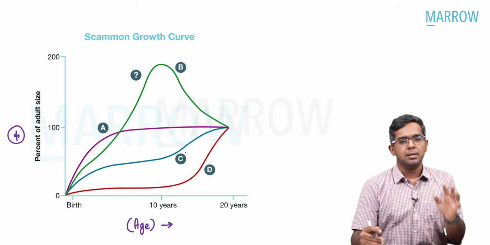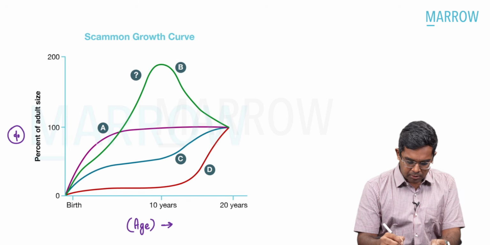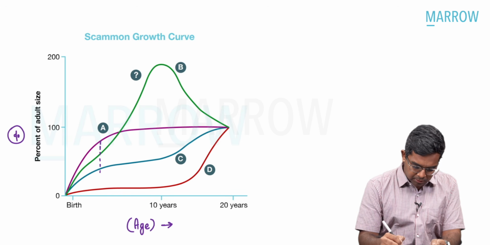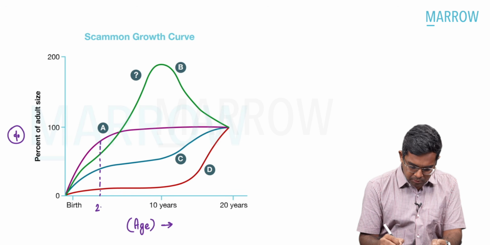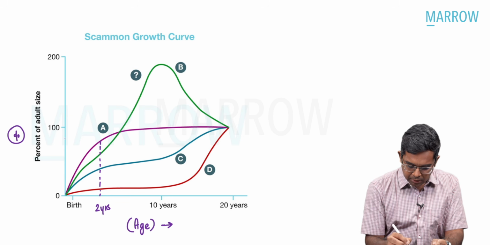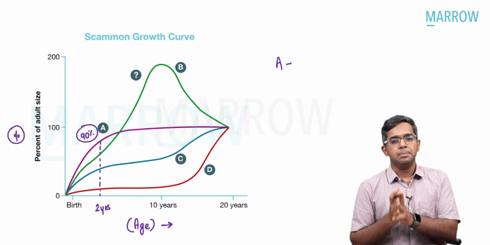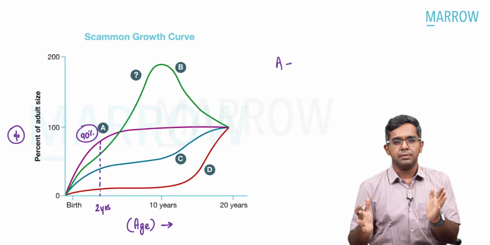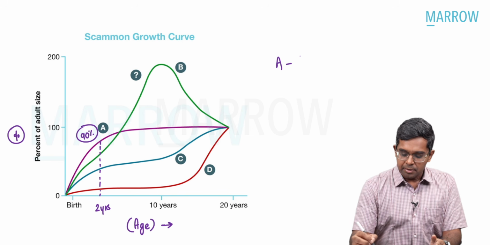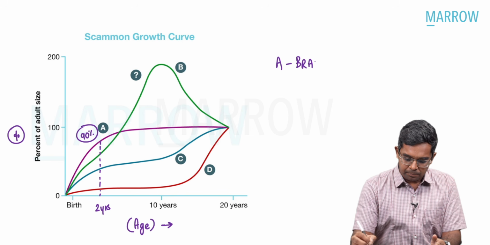Initially, there was a steep increase. After that, there is a slow increase. If you see, till 2 years, almost 90% of the value is attained. So now tell me, which part of the body attains 90% of the growth by the age of 2 years? It's a very easy question to answer. It is brain growth.